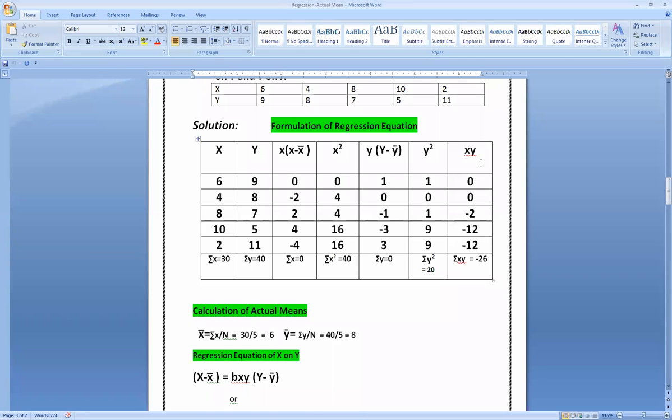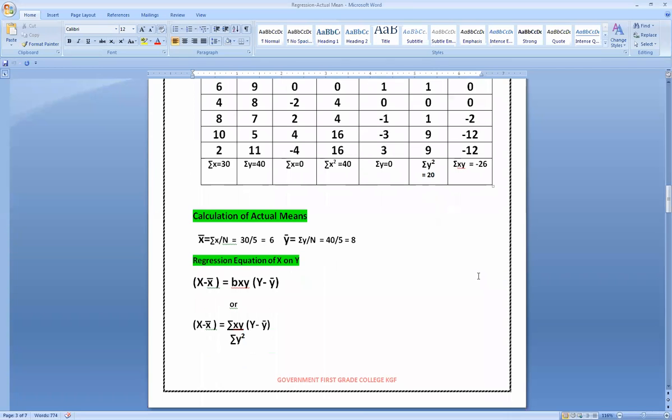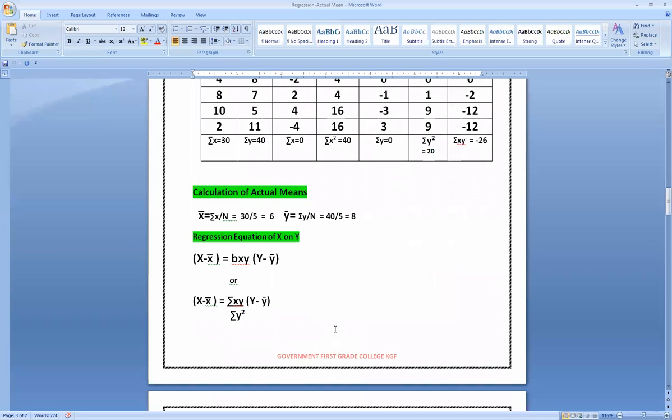Now we should do the multiplication of deviation x into deviation y. 0 into 1 is 0, minus 2 into 0 is 0, 2 into minus 1 is minus 2, 4 into minus 3 is minus 12, minus 4 into 3 is minus 12. Total the value of xy, and we get minus 26. Before calculating the regression equations, this table should be prepared first, then only can we substitute the values. Let us go for the first calculation of the regression equation, that is x on y.